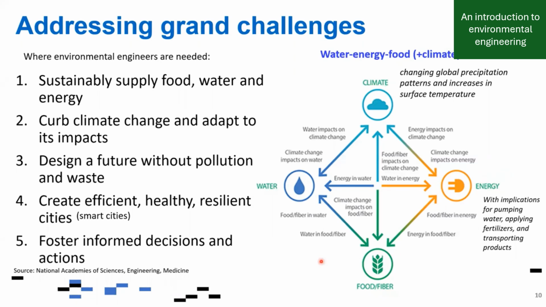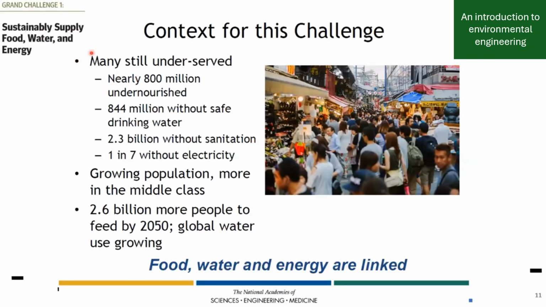Of course, food here is related. You need water to produce food. You need food to produce energy. We eat food as well, so food is a source of energy. These are all interrelated with each other. That's why environmental engineers are important to contribute in this aspect. So the first challenge is the sustainable supply of food, water, and energy.